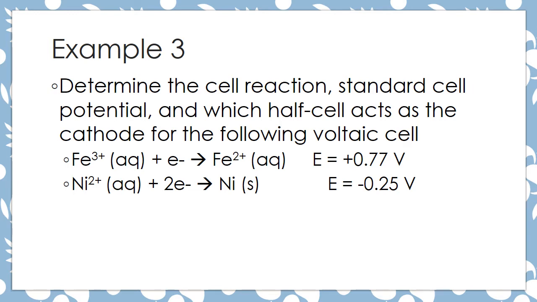Determine the cell reaction, standard cell potential, and which half cell acts as the cathode for the following voltaic cell. So I'm asking you to do everything here. First of all, determine the cell reaction, the standard cell potentials, and which cell acts as the cathode. Basically, we need to figure out which one of these is going to be the anode and which one is going to be the cathode. Where will oxidation occur and where will reduction occur?